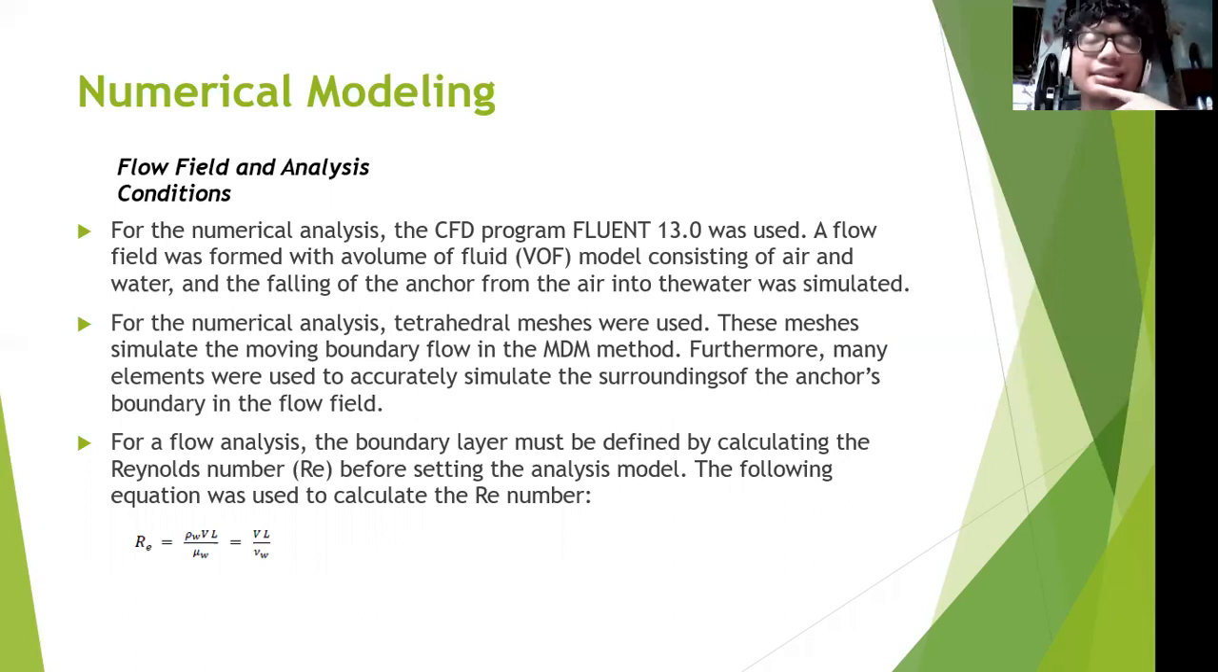For a flow analysis, the boundary layer must be defined by calculating the Reynolds number. Before setting the analysis model, the following equation was used to calculate the Reynolds number. We got the density, the volume, and the coefficient of weight itself.